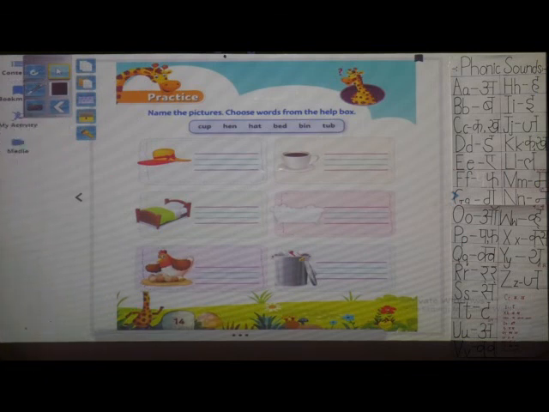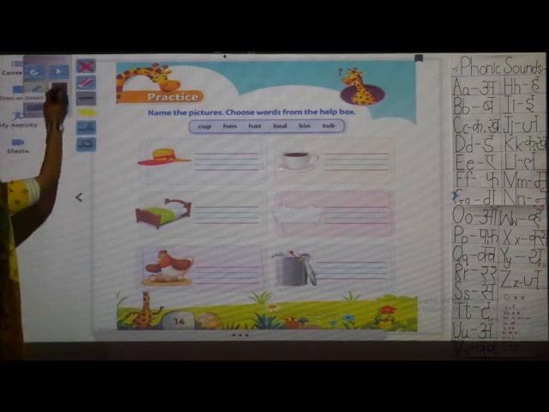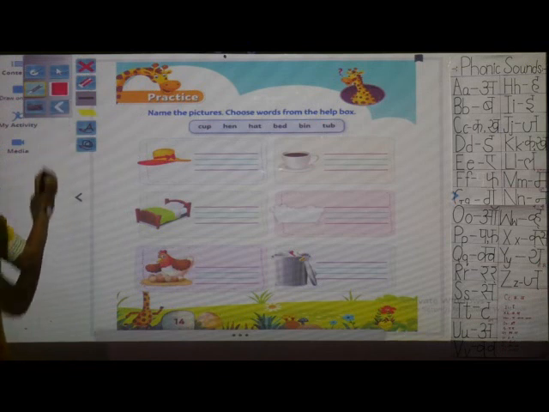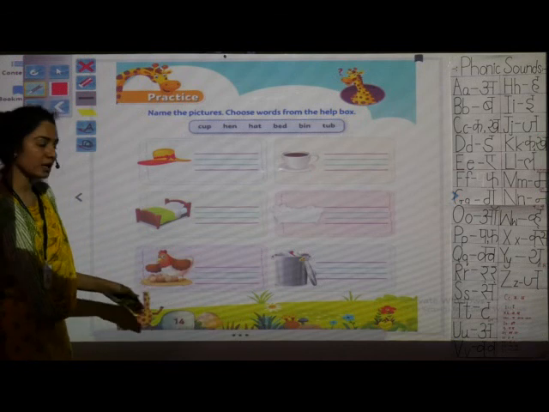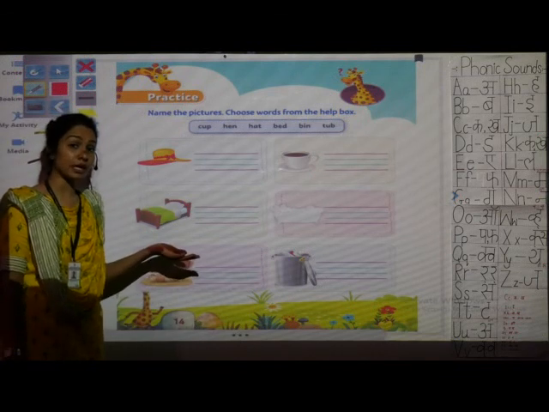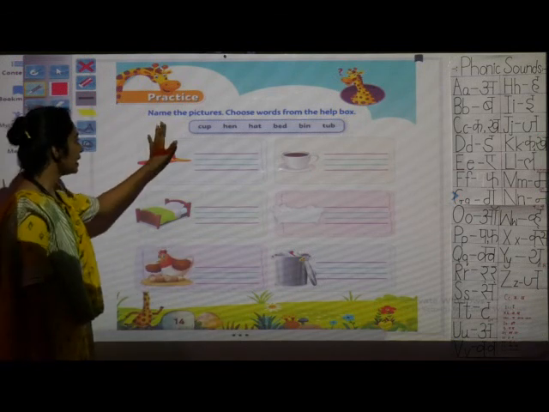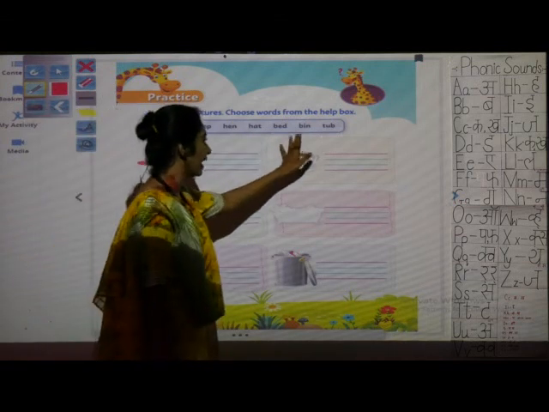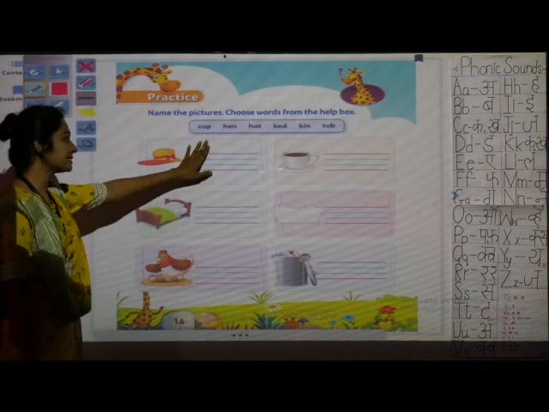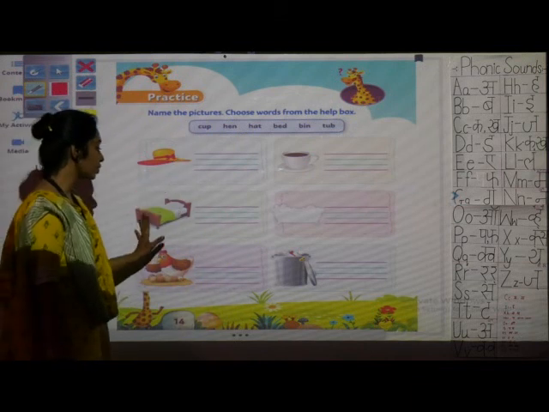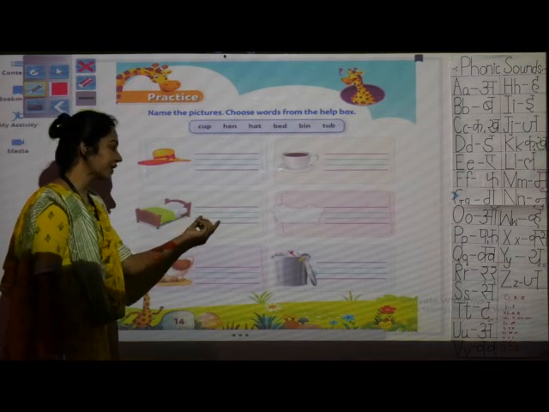Have you opened this page? Okay. Now, see, here also one practice page is there. Okay, some more words we are going to learn again. So, see children, name the pictures, choose words from the help box. Here one help box is given. From this help box, we are going to choose the words and we will write in front of this picture.